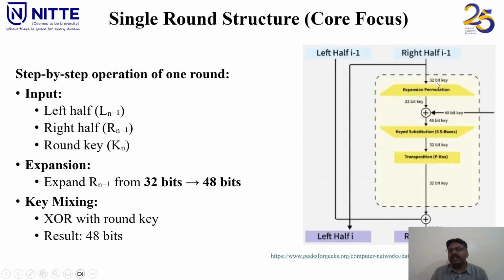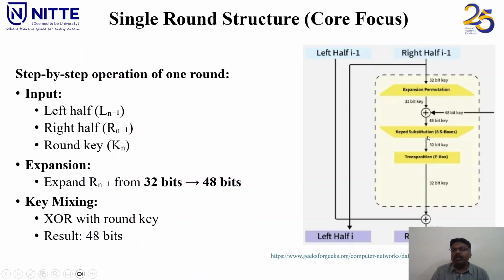The right half, 32 bits, goes through the expansion permutation. Expansion permutation means we expand it into a 48-bit size, because the key we are going to use here is 48 bits, and the right-side input has to be converted into 48 bits. Now we perform the XOR operation, and the output we get is 48 bits.